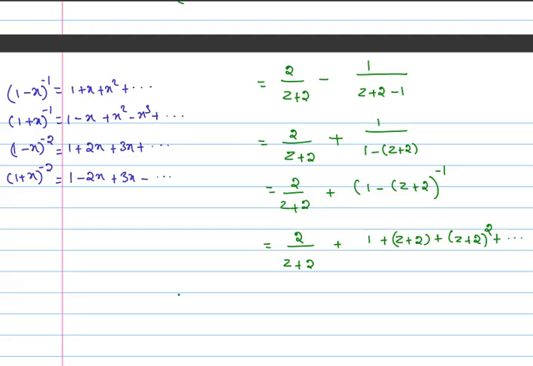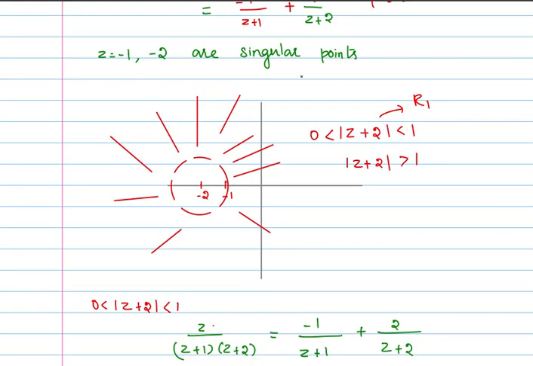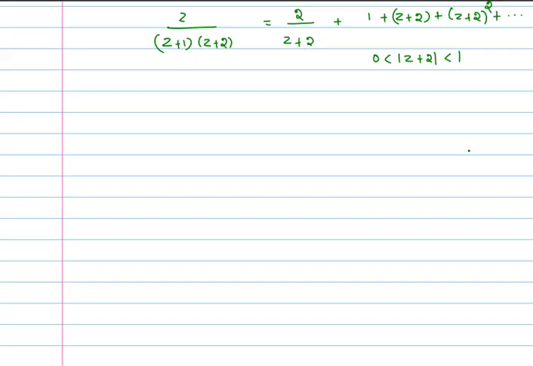So this is our Laurent series, and the domain we are reaching here is |z+2| less than 1. In this region only, the given function z divided by (z+1)(z+2) can be represented. Now suppose the region R2. What is the Laurent series? That is |z+2| greater than 1. Then what does our Laurent series look like?